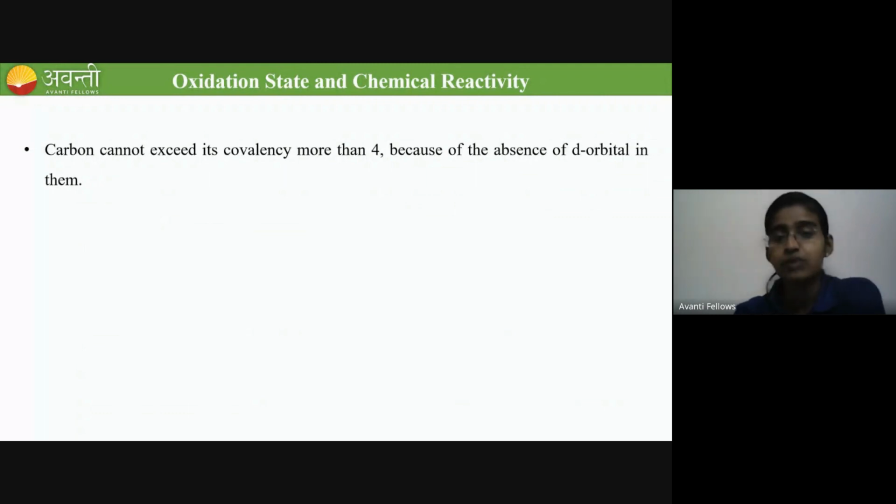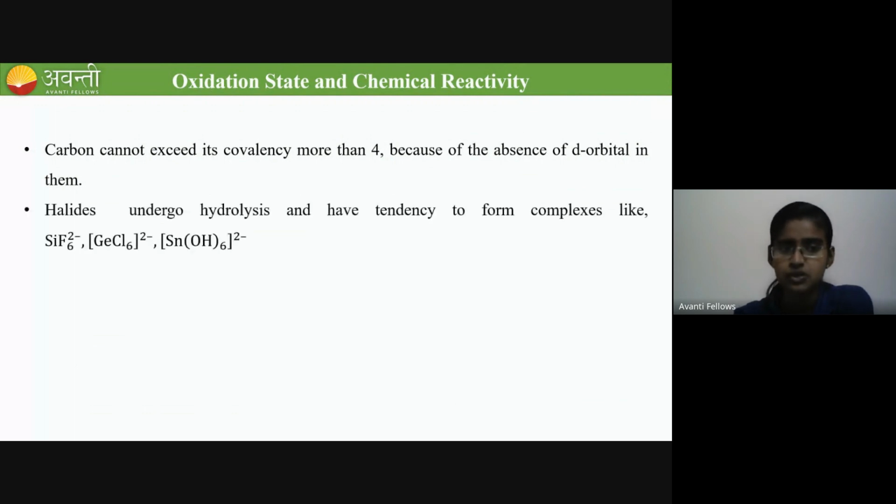But when you see silicon, germanium, tin, they can expand their valency. You see here, silicon is forming 6 bonds with fluorine, germanium is forming 6 bonds with chlorine, and tin is having 6 bonds, OH groups inside it. So these silicon, germanium, tin halides undergo hydrolysis, and they have the tendency to form complexes like this. They can expand their valency from 4 to 6 because of the presence of empty d orbitals.